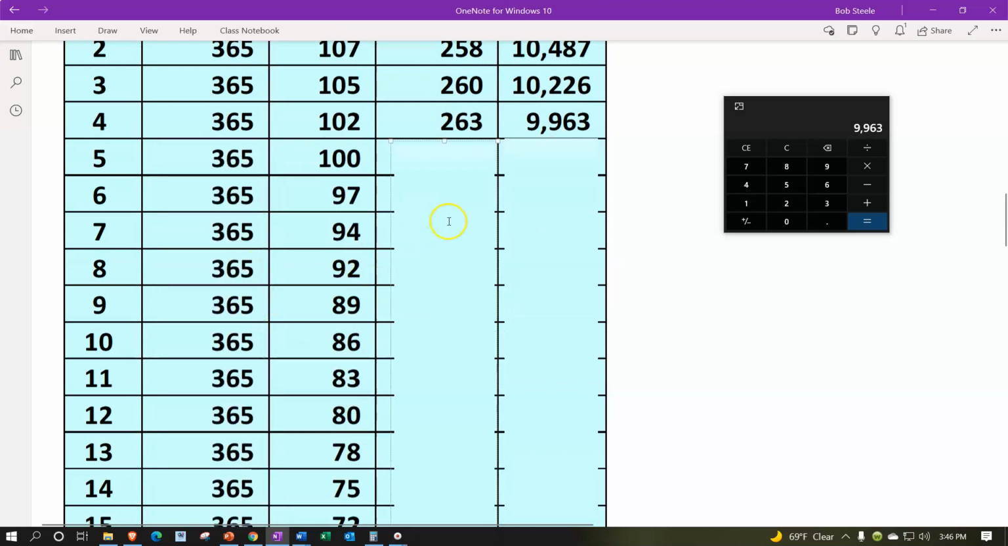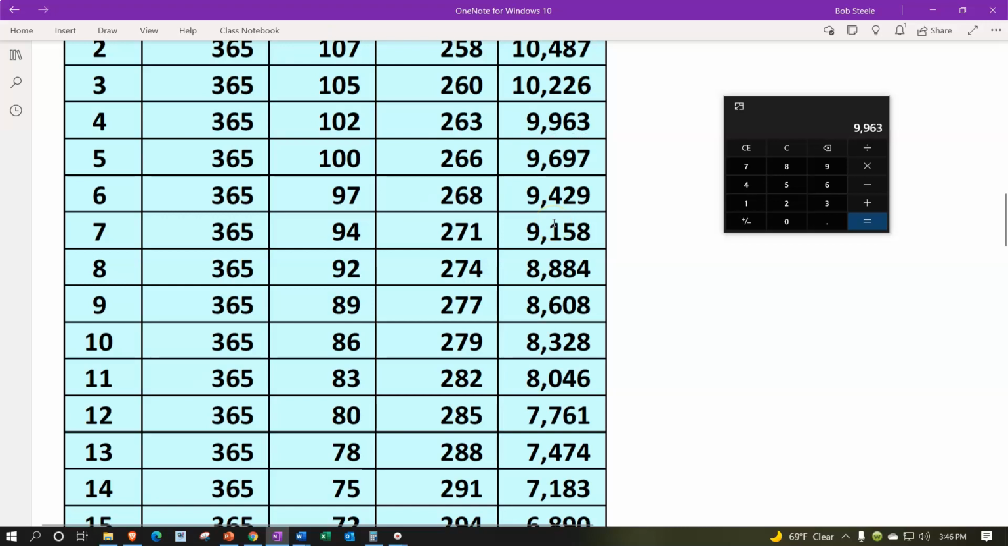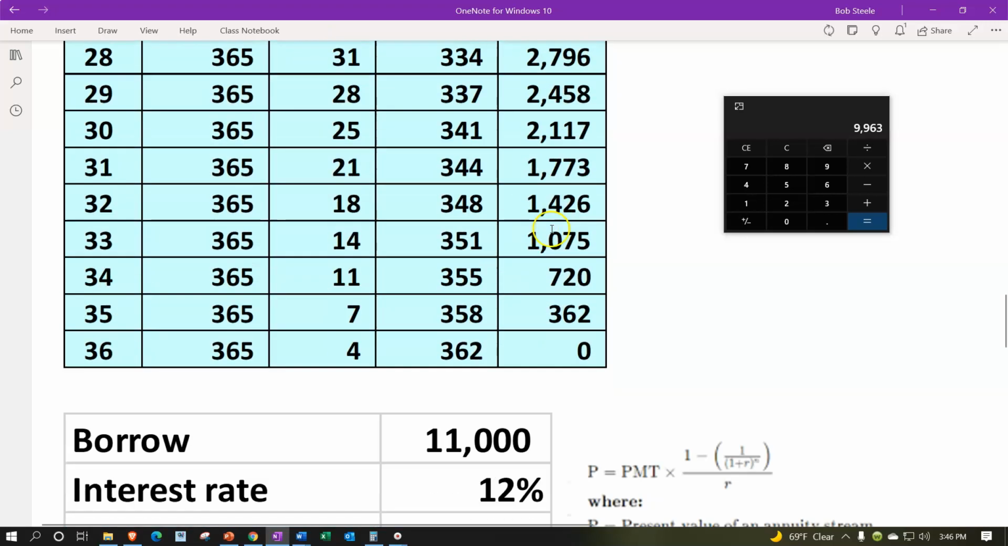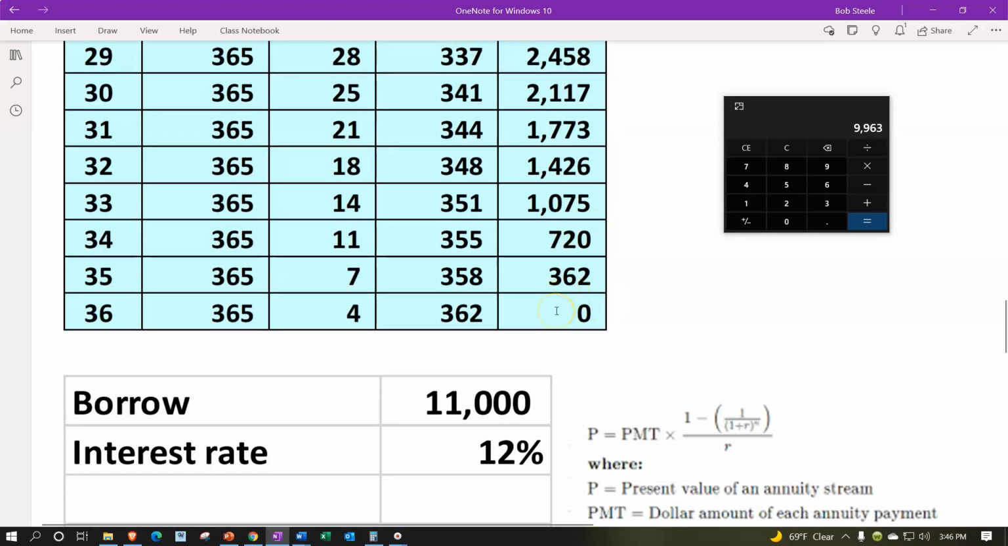So we just copy this down the whole way. And if we do it properly, then at the end of the day, we can double check it by having this end number should be 0, because everything should be paid off. Loan balance should be down to 0 at the end of the 3 years, the end of the 36 months at that point.